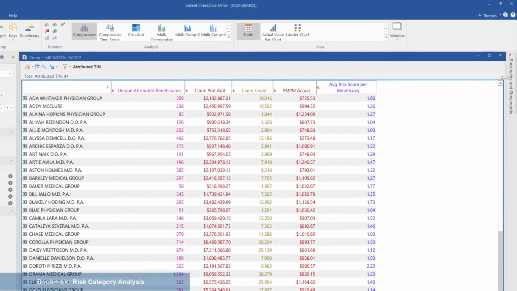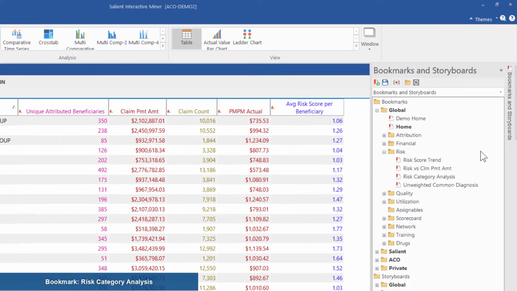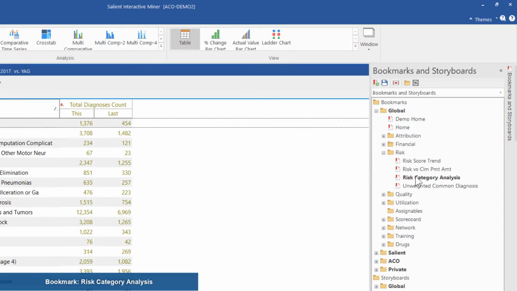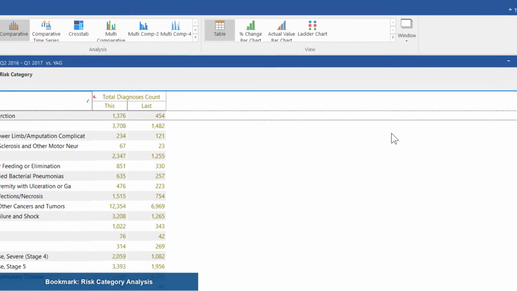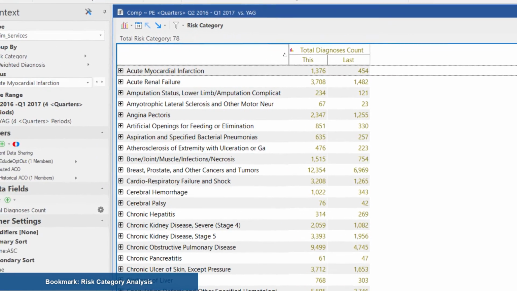Begin by opening up your Bookmarks and Storyboards panel. Look under the Global folder for the Risk subfolder, and you'll see the white and red bookmark icon for Risk Category Analysis. Use this bookmark to identify the top chronic conditions within your patient population.